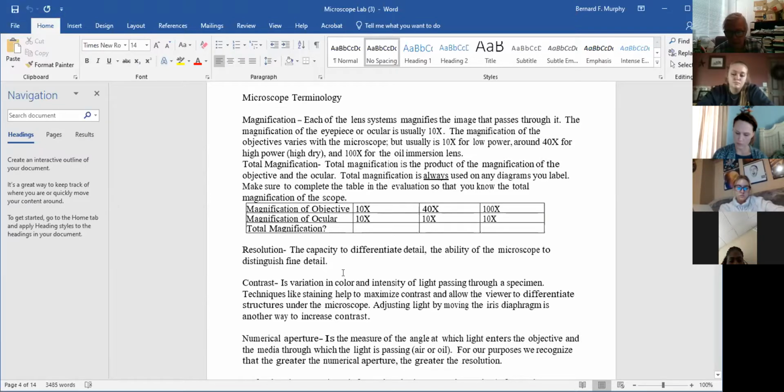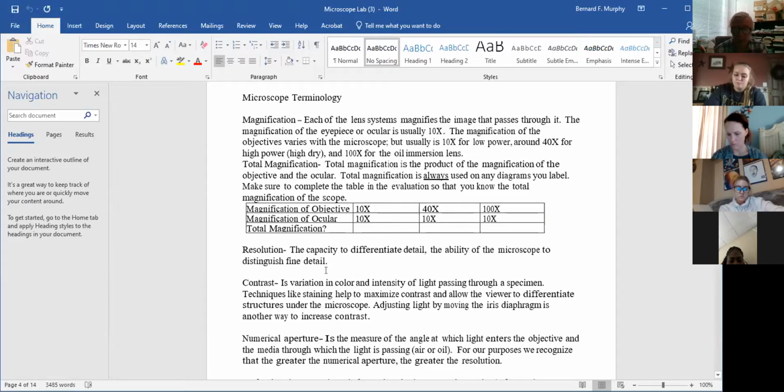Resolution, ability to differentiate detail, to see fine detail. And the only relationship you got to worry about there is the higher the magnification, the greater the resolution. All right. So there should be some relationships here that I could ask you about. And that's one relationship. The higher the magnification, the greater the resolution.